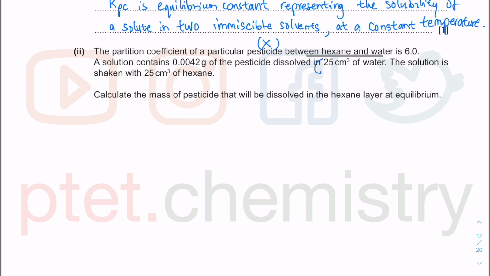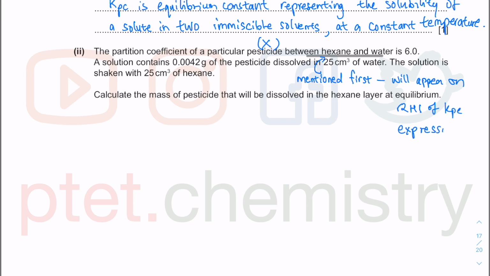Because they mention hexane first, it's always been something that I learned from Jim Clark's Chem Guide, as well as from his excellent book on calculations for A-level chemistry. So this one is mentioned first. It will appear on the right hand side of your KPC expression.